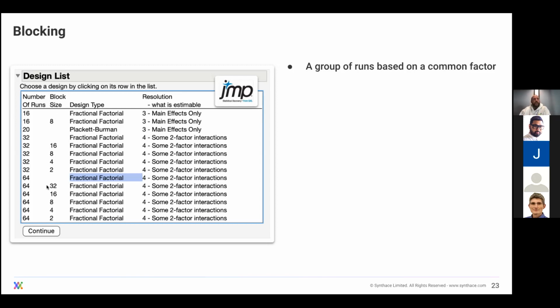So with selection of this fractional factorial here, you can run in a block size of 32. And this means you're splitting these 64 runs into 2 blocks. This may be necessary, for example, if you can only run 32 experiments per day.